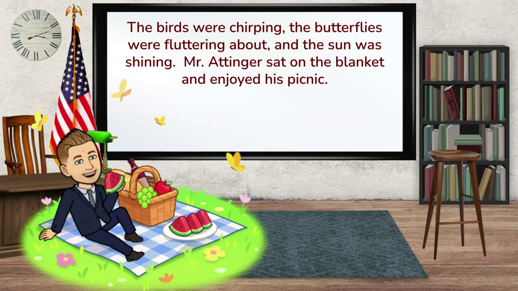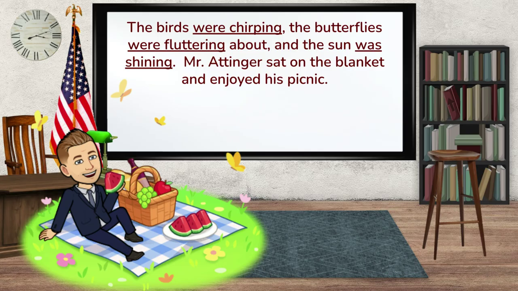And here's an example. The birds were chirping, the butterflies were fluttering about, and the sun was shining. Mr. Attinger sat on the blanket and enjoyed his picnic. So I want to know, where are your examples of past continuous? There they were chirping, were fluttering, and was shining. So all that was going on before Mr.